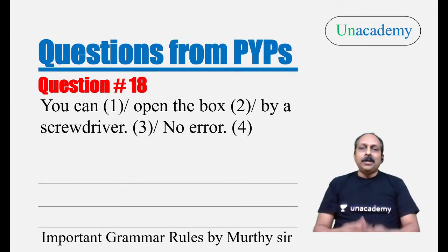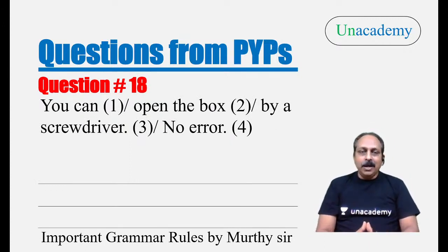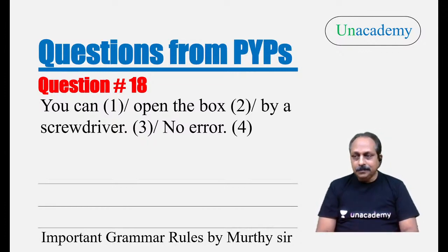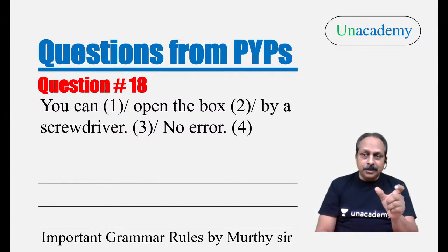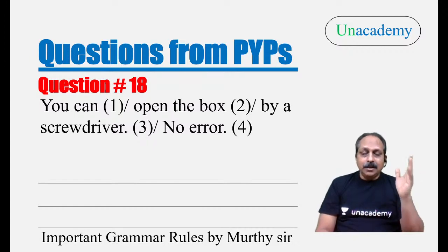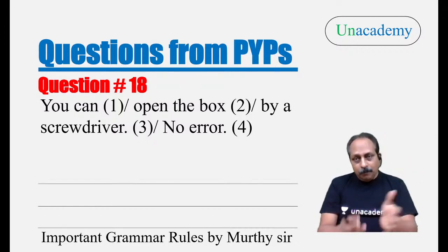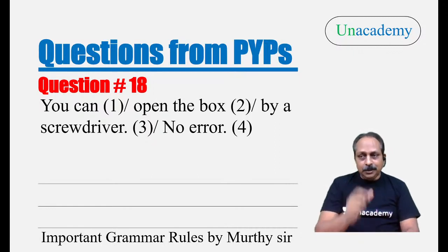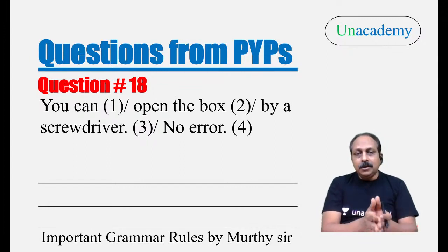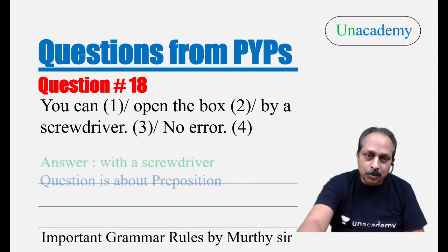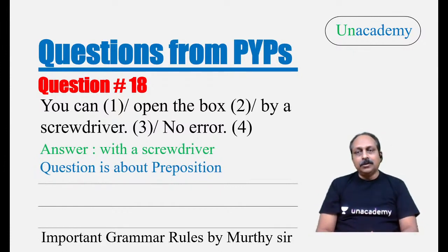Let us go to question number 18. Where is the error? You can open the box by a screwdriver. Cattle, poultry, gentry, clergy, vermin. But nowadays they are giving gentry in many competitive exams. In the past, they would use cattle and poultry, but now, of late, they have been using gentry. With, yes, a lot of students have got it right. You can open the box with a screwdriver, not by.